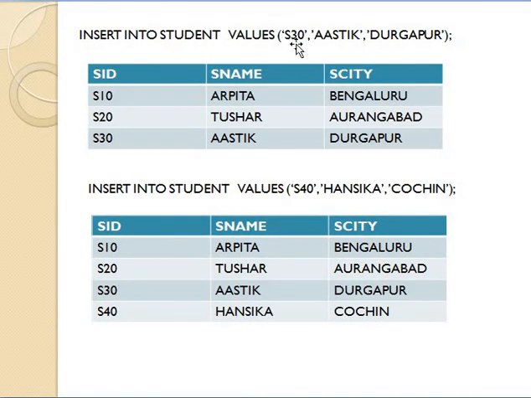Now let me insert the third record, that is S30 Astik and Durgapur, using the same insert statement. As a result, you can see the record S30 Astik and Durgapur getting inserted into the table student just after the first two records, that is the record of Arpita and the record of Tushar. Then comes the fourth record, that is S40 Hansika and Cochin, getting inserted into this table just after the first three records belonging to the students Arpita, Tushar and Astik.